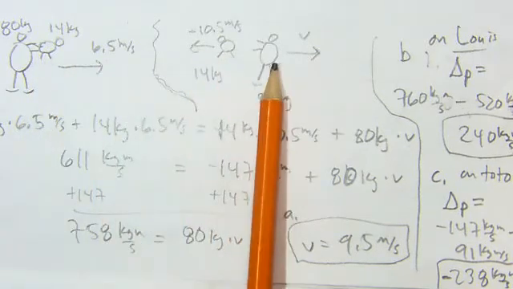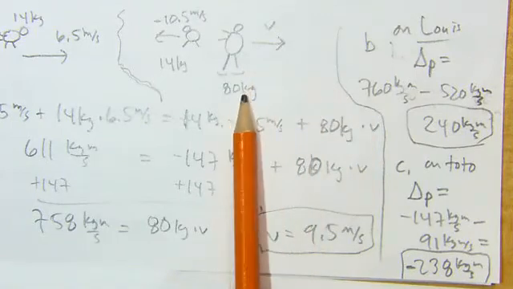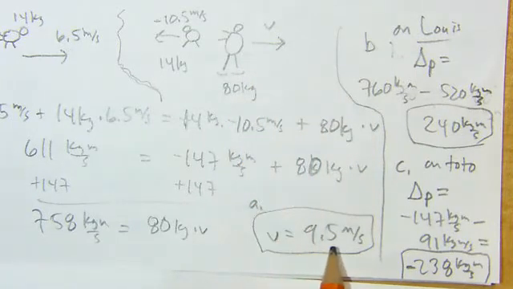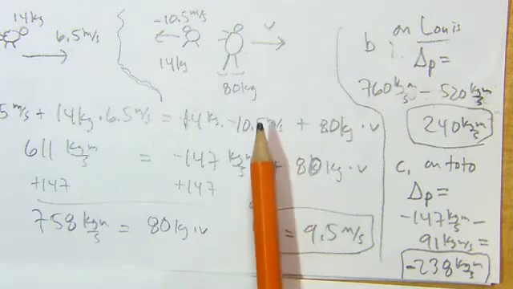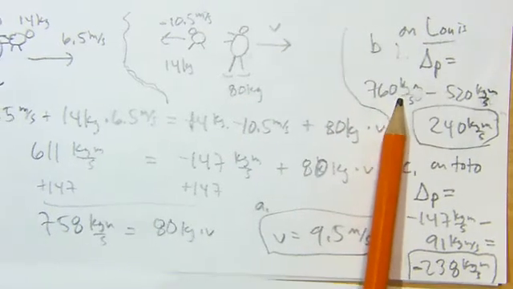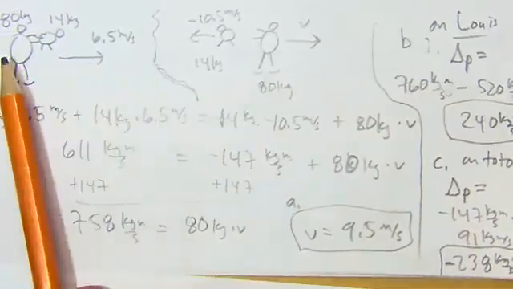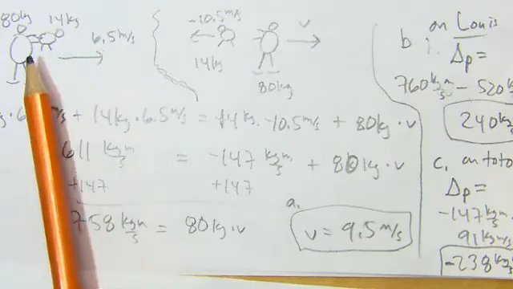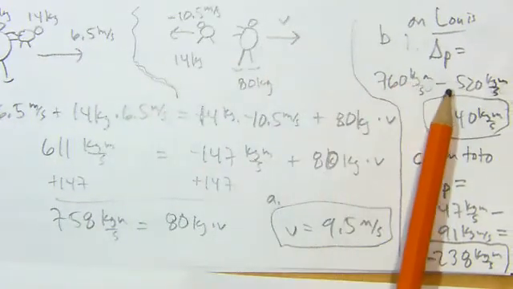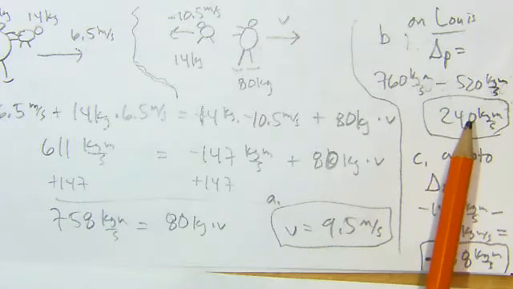So I found a momentum here. I didn't show it, but I did 80 times 9.5. Okay, that was how fast he was going here, right? So momentum of the man at the end is 760. Momentum of the guy at the beginning is 80 times 6.5, right? Which came out to 520. So I minus those, the change is 240.